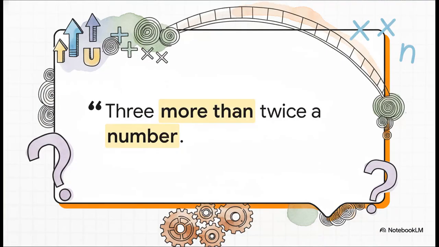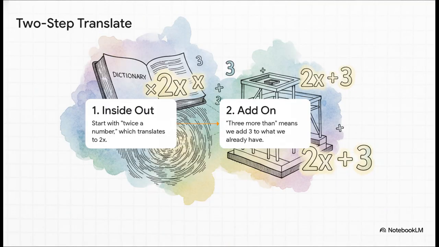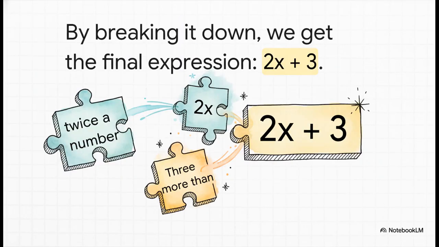How cool is that? All right, you ready to level up a little? Let's try something a bit trickier. This one has 2 operations tucked inside. 3 more than twice a number. How do we even start with that? Okay, here's the secret trick for these longer ones. You work from the inside out. So let's find the main part of the phrase first. Twice a number. We know from our keyword dictionary that means 2 times x, or just 2x. Easy enough. Now we just add on the other part. 3 more than. Well, that just means we're going to add 3 to what we already figured out. And boom, there it is, 2x plus 3.